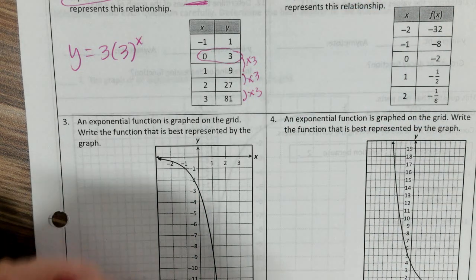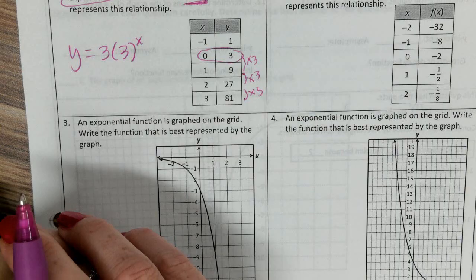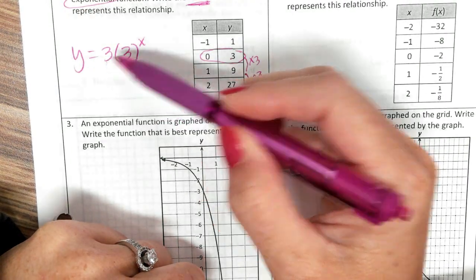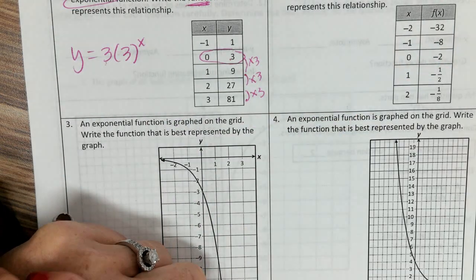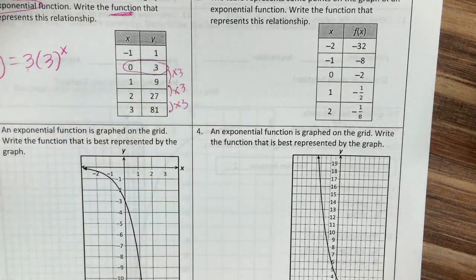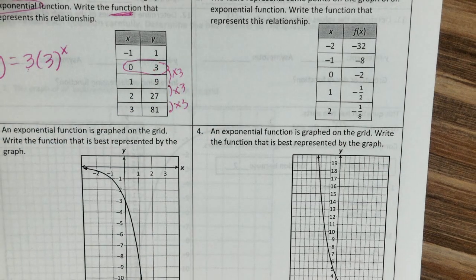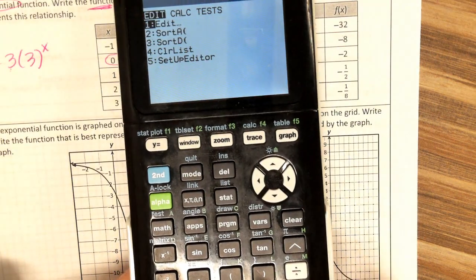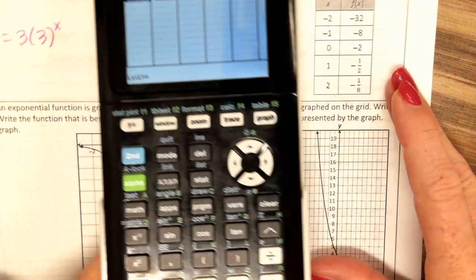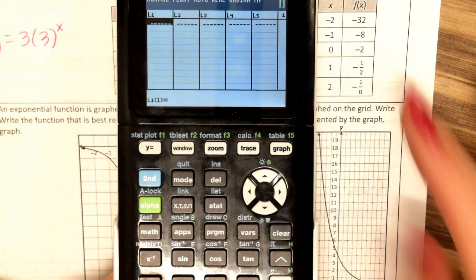So could you have written this without the calculator? Yes. You just take the y-intercept. That's that. And then you take what it is being multiplied by. All right, so let's try this one in our calculator, and then you're going to see it doesn't work. So everybody go to Stat, Edit. And I'm sure there's a way to figure out how to do it. I honestly just don't know.